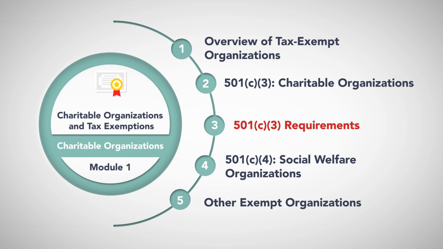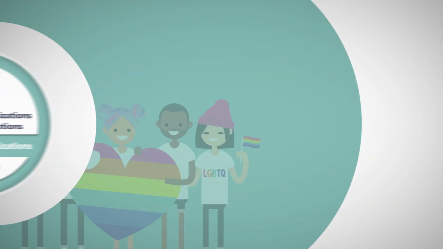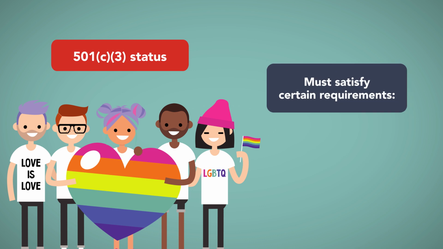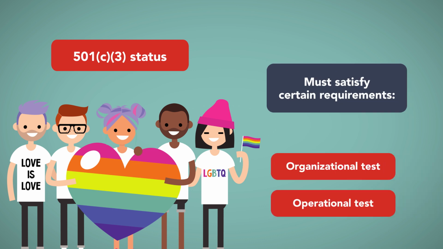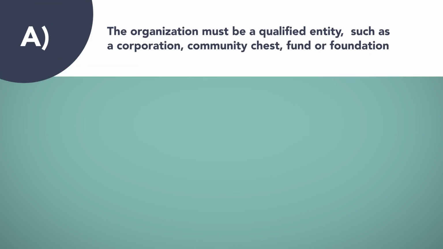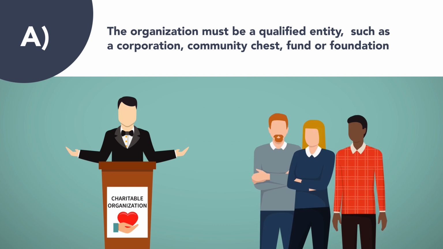501c3 requirements. An organization seeking 501c3 status must satisfy certain requirements, including the organizational and operational tests found under the code and regulations. To pass the organizational test, the entity's governing documents must meet the following qualifications. A. The organization must be a qualified entity such as a corporation, community chest, fund, or foundation. A charitable trust is a fund or foundation and can qualify. An individual will not.